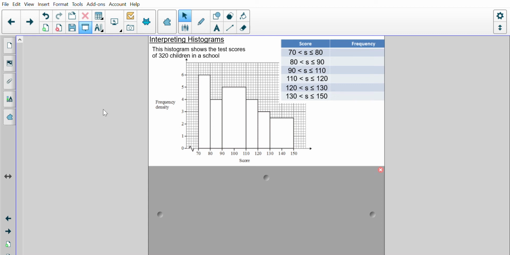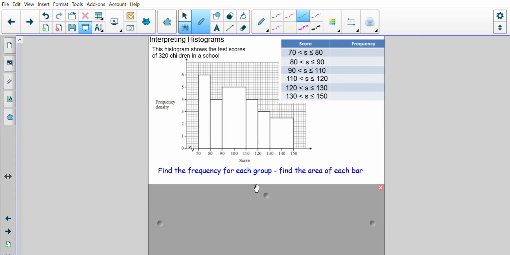Now let's look at interpreting histograms. So this is where we're given the histogram and we're going to use the histogram to find the frequencies and then answer questions. So remember that the frequencies is the area of the bar. So in order to find the frequency for each group, I'm going to find the area for each bar.